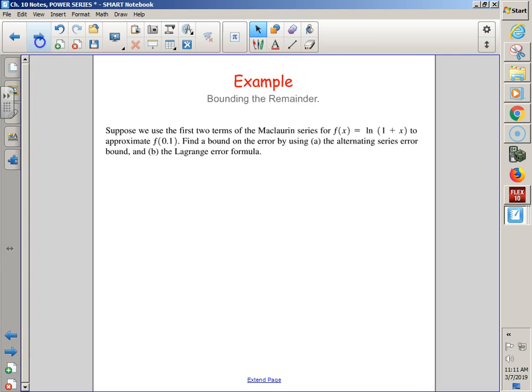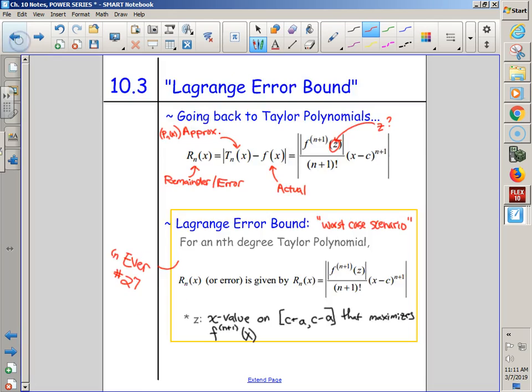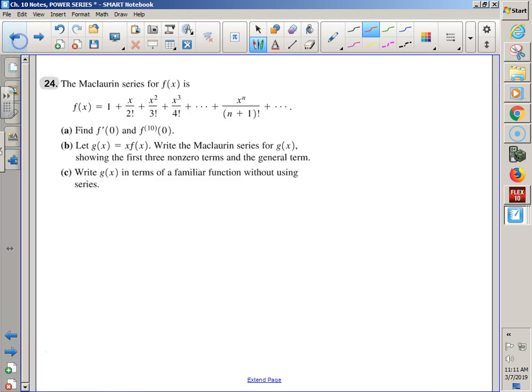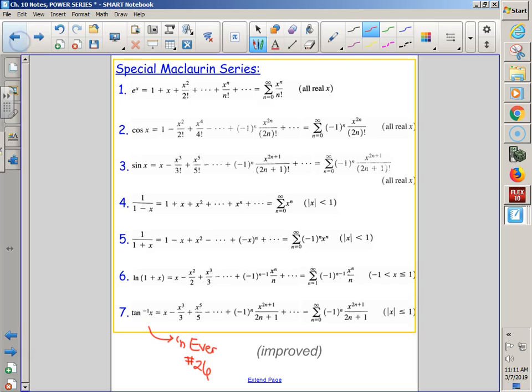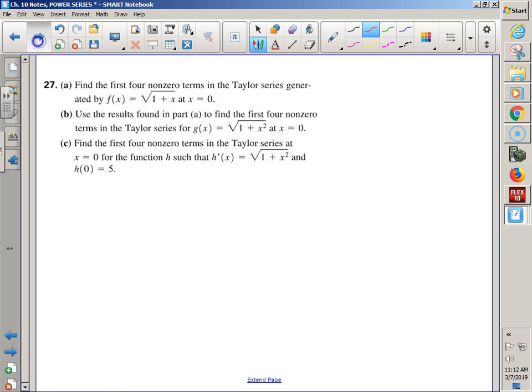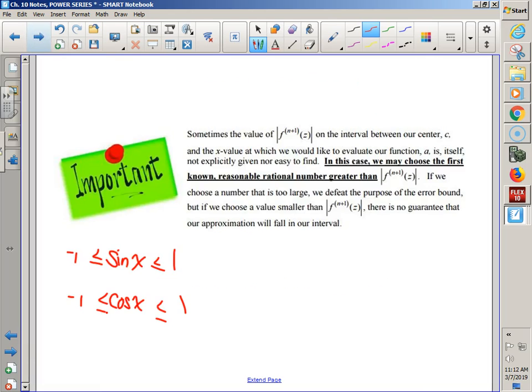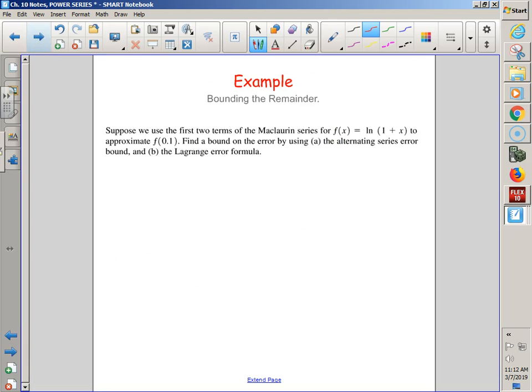So go ahead and look at your hopefully special Maclaurin series to say, who is ln of 1 plus x? Is that a special Maclaurin? Oh, hey, it's perfect. You guys got it, right? You can tell me what it is? So ln of 1 plus x, sorry, I haven't rememorized them for this year, is equal to x minus x squared over 2, not 2 factorial, plus x cubed over 3.